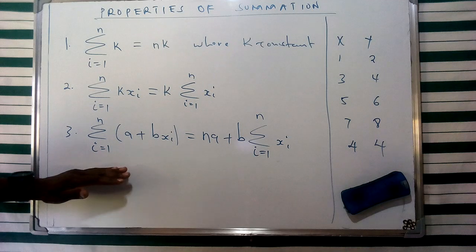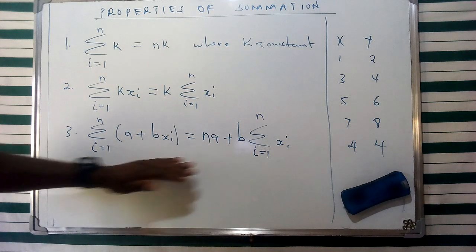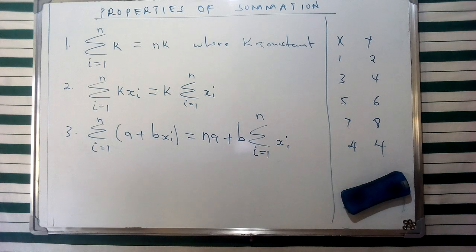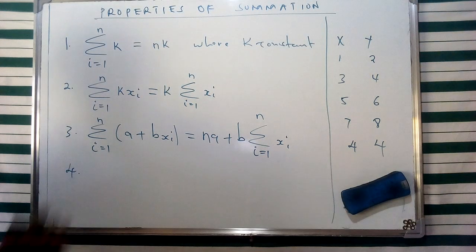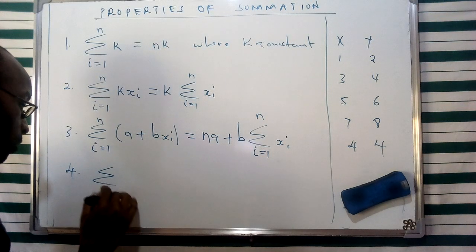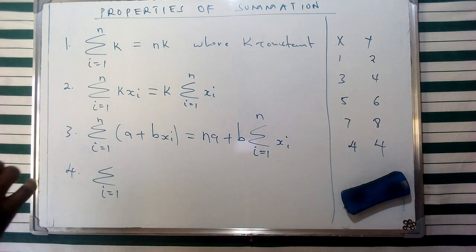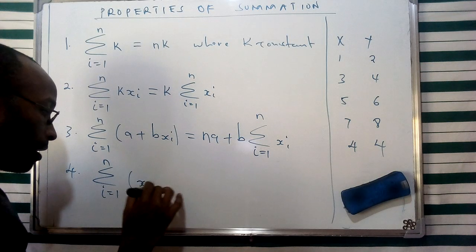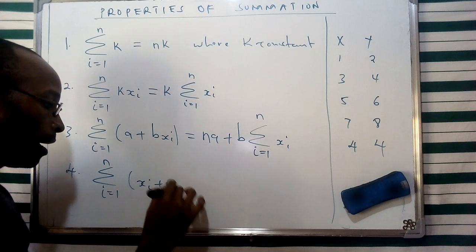So in case we come across a representation appearing in this specific format, this is how we're going to evaluate it. Next, we're going to look at the summation of the sum of two numbers, whereby we have two specific or unique observations, given in terms of xi plus yi.